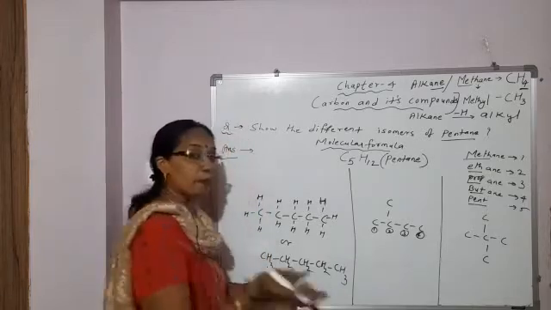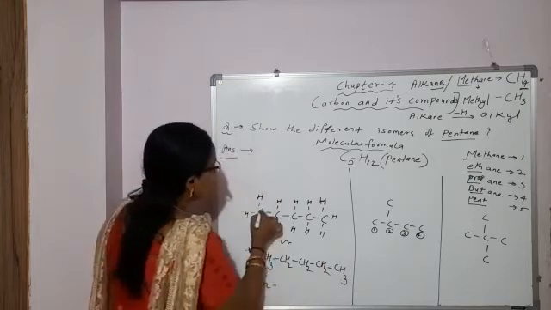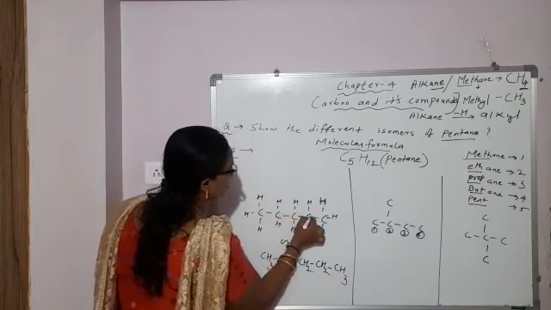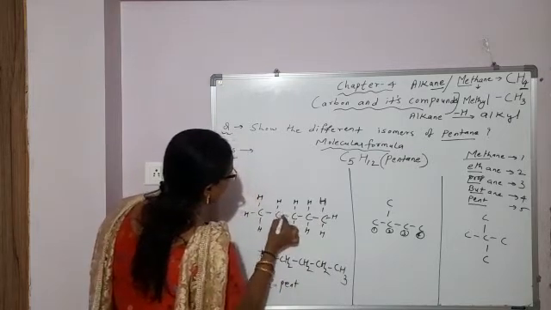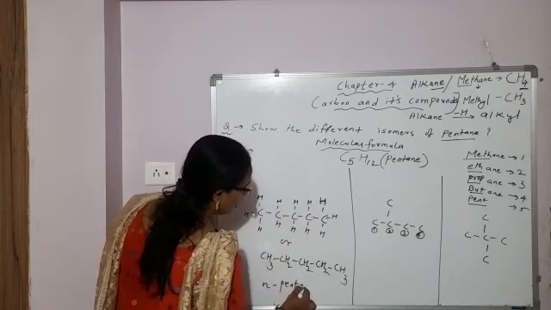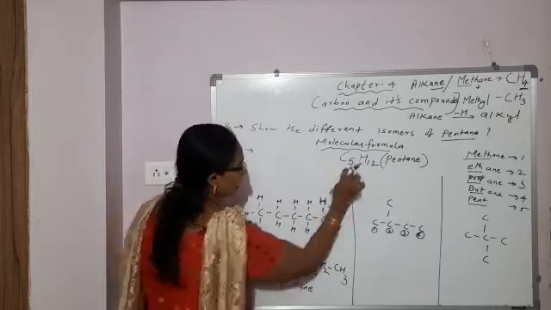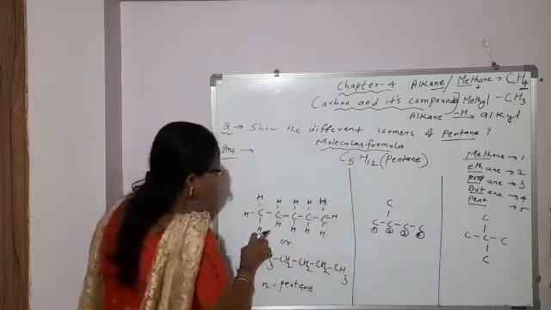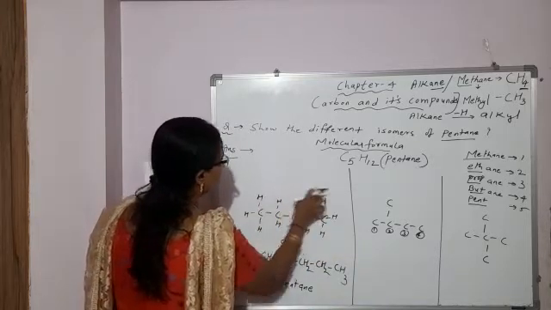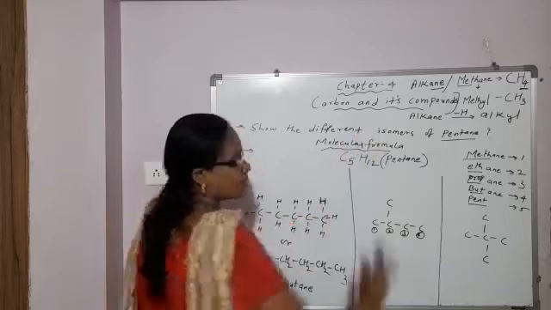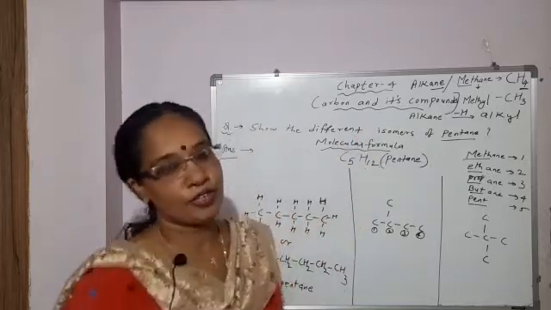So what is the prefix used? Normal. Then how many carbon atoms? 1, 2, 3, 4, 5. Pent. Between carbon atoms, single bond: ane. Normal pentane. And what is the molecular formula? 5 carbon atoms, C5. Hydrogen: 1, 2, 3, 4, 5, 6, 7, 8, 9, 10, 11, 12. C5H12. So normal pentane molecular formula is C5H12.